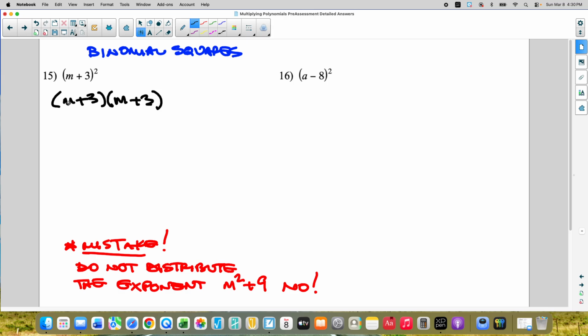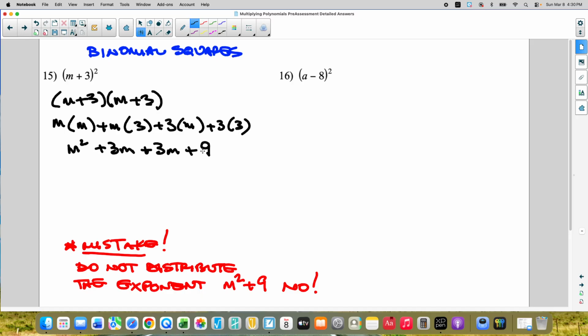So it looks like this, and if we do the double distribution, we get m times m plus m times 3 plus 3 times m plus 3 times 3. M squared plus 3m plus 3m plus 9. These do not cancel. This time they double. So m squared plus 6m plus 9. And the product of a binomial square will always create 3 terms and not 2 terms like that.